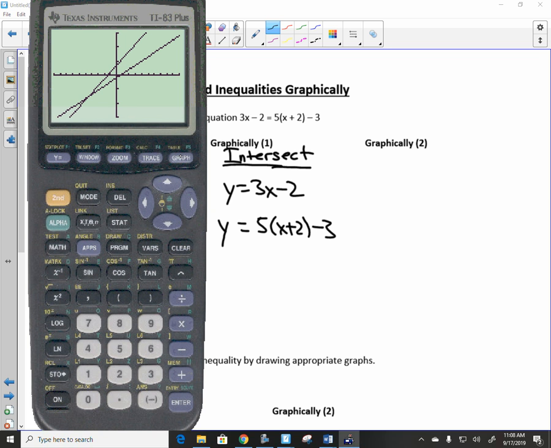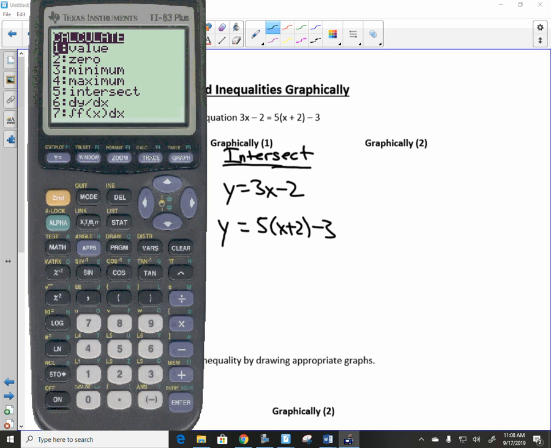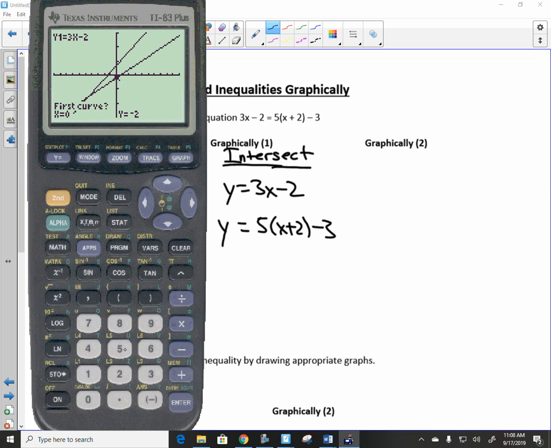How do I find the intersection by using my calculator? So I can calculate. Number 5, intersect. That is the first curve, enter. Second curve, enter. Guess, nope. And I get negative 4.5. Is there a question out there?